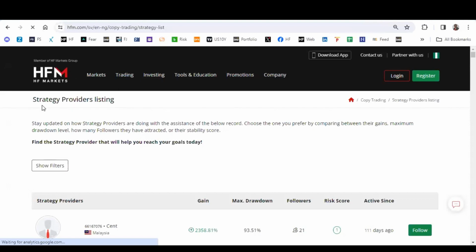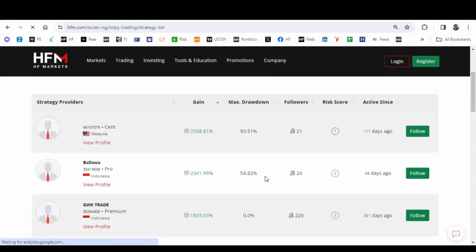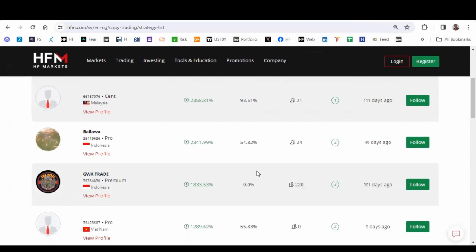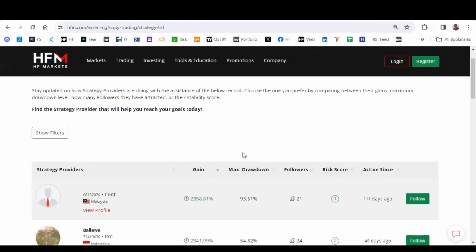Right here under the strategy provider listing, you have the list of different traders around the world and the different parameters showing how they're performing. At HFM, we cannot choose a strategy provider for you, and your account manager cannot choose one for you either, but we can give you information, or at least put the information out there for you to know how to choose somebody. Your account managers can also guide you as to the parameters to choose.